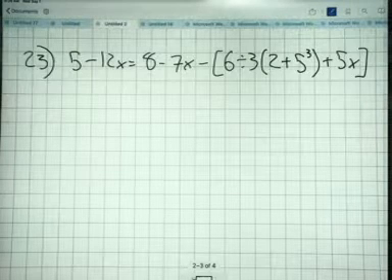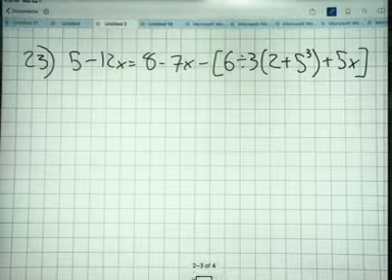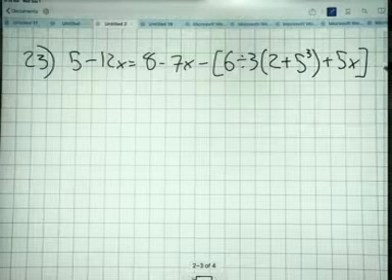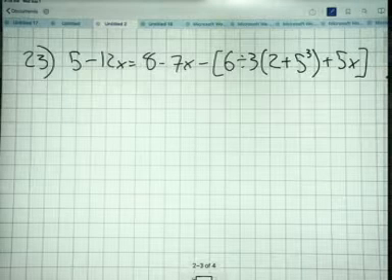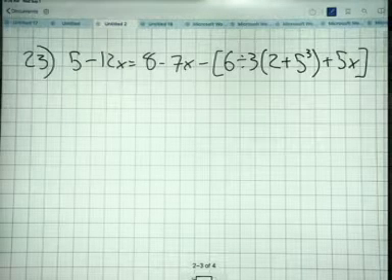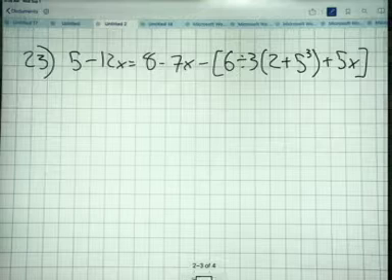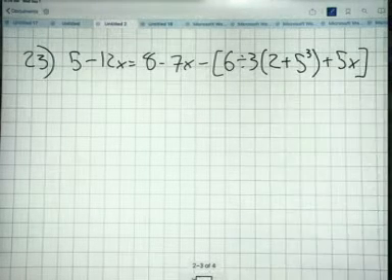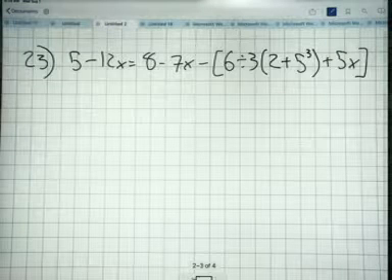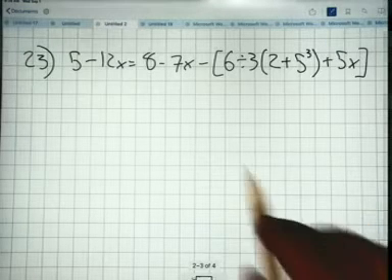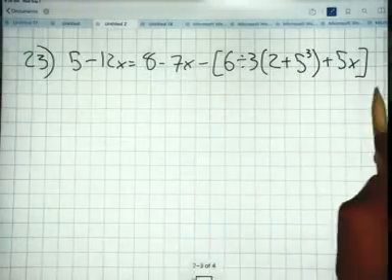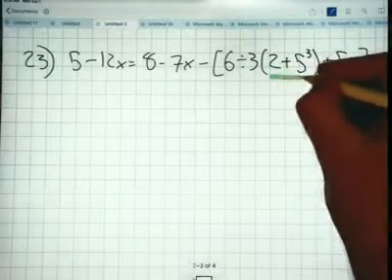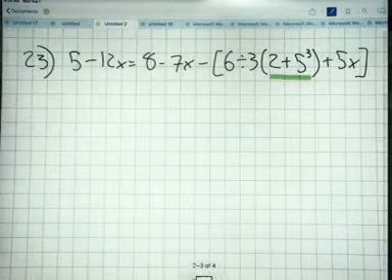So what we want to do is follow the order of operations to start simplifying mainly the right-hand side of this equation. Now, when it comes to the order of operations, the first thing that we want to do is take care of simplifying the inside of brackets and parentheses. So as I'm looking inside these brackets, I'm seeing this 2 plus 5 to the third.